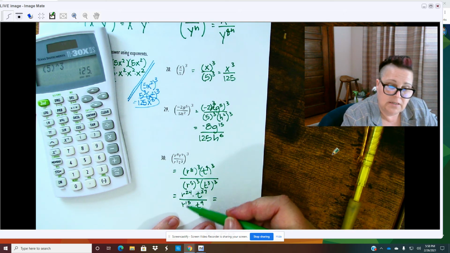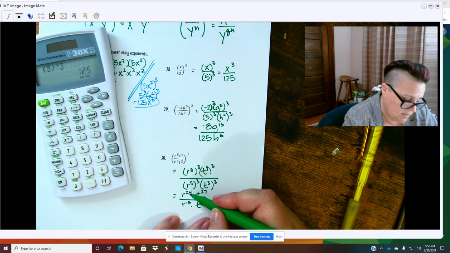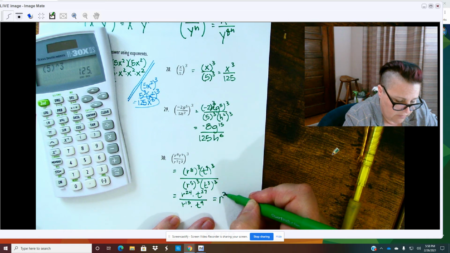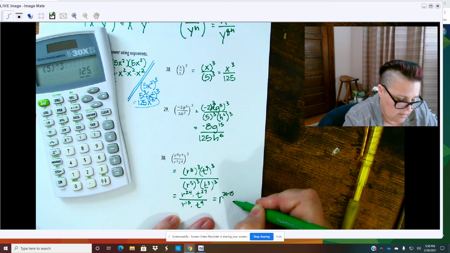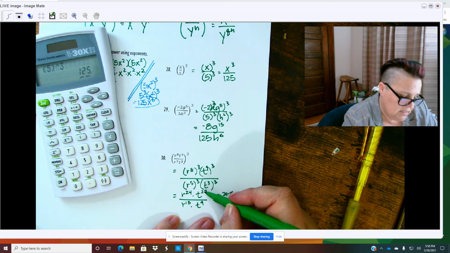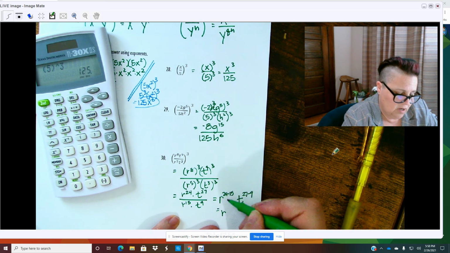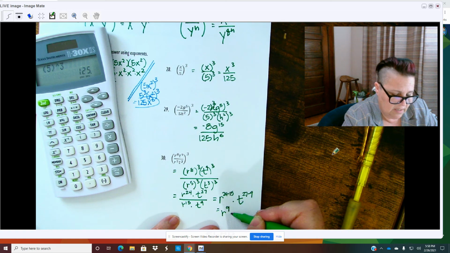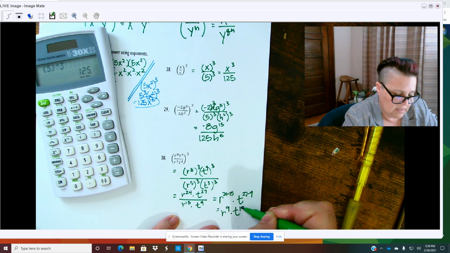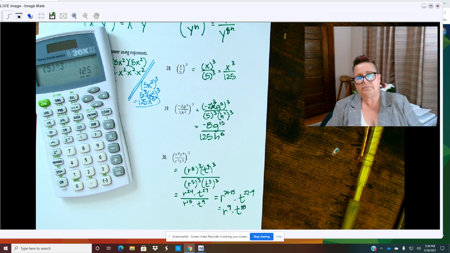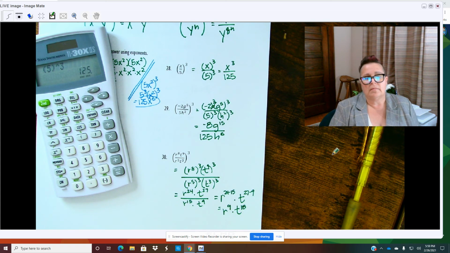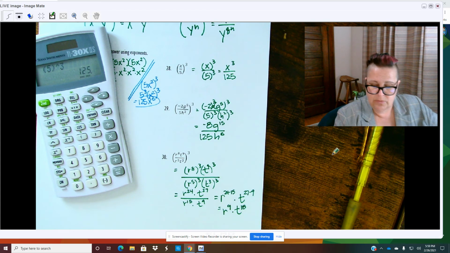Now, the bases are the same, so I can subtract. This would be r to the 24 minus 15 times t to the 27 minus 9, which is r to the 9th times t to the 18th. Whew. That will for sure work.